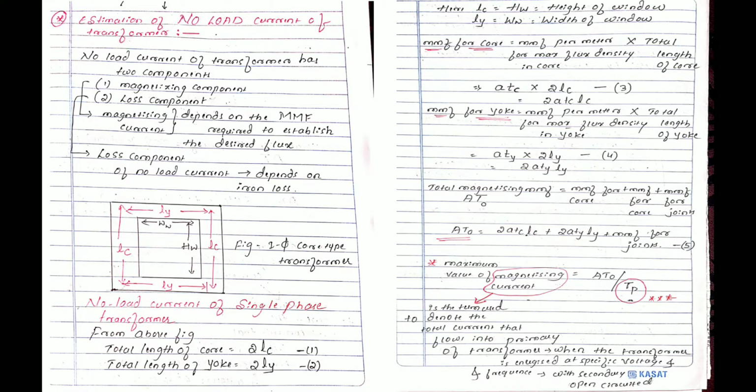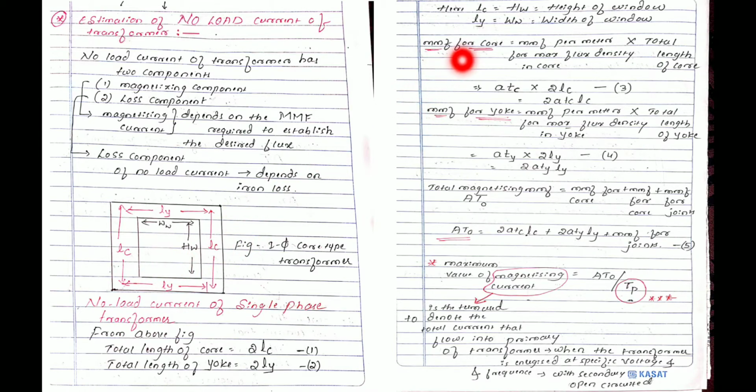Next, we are deriving the equation for the no load current. There are two components: one is the magnetizing component, and one more is the loss component. The first component, the magnetizing current, depends upon the MMF itself. There is a core section and a yoke section, so first I will consider the MMF for the core, after this the MMF of the yoke. Then we will combine both and you will get the total magnetizing MMF.